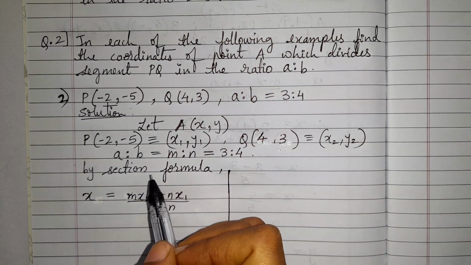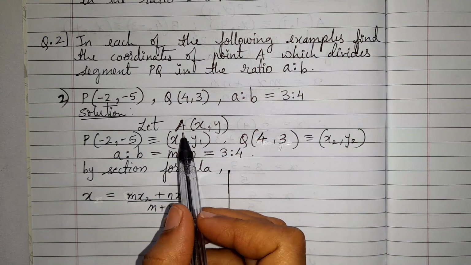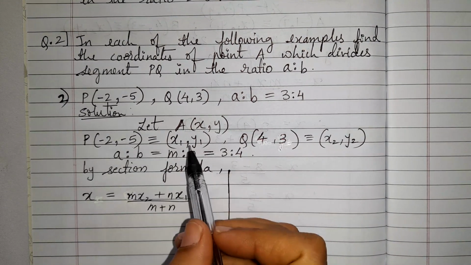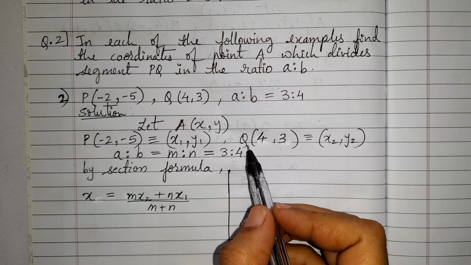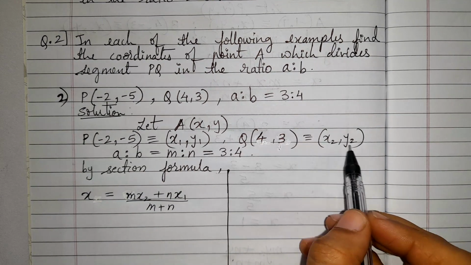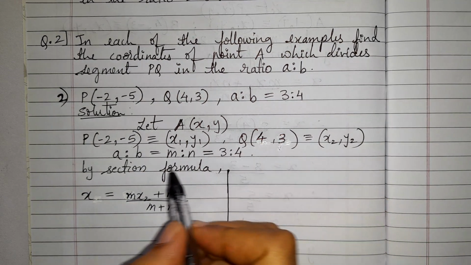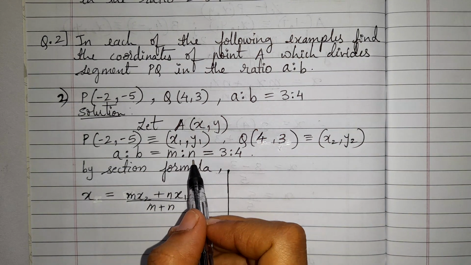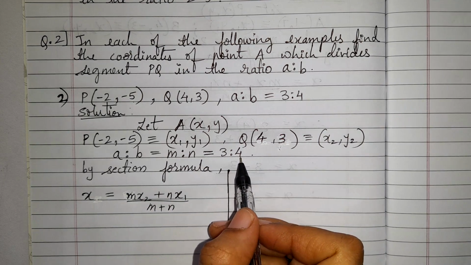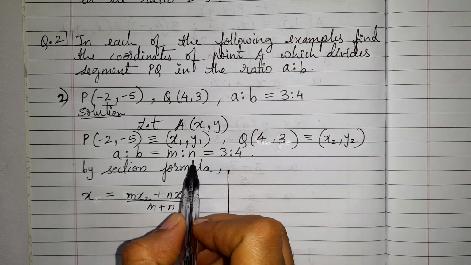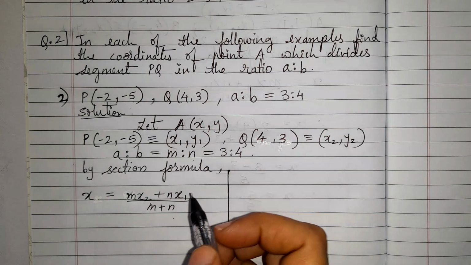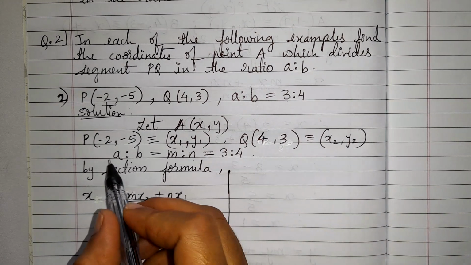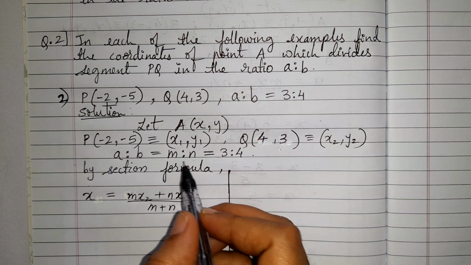We start the solution. Let the coordinates of point A be x comma y, P (-2, -5) be x1 comma y1, and Q (4, 3) be x2 comma y2. Also, let A is to B equals to m is to n equals to 3:4. We consider here m is to n because in the formula we write m and n. To avoid confusion, we assume A is to B is equals to m is to n.